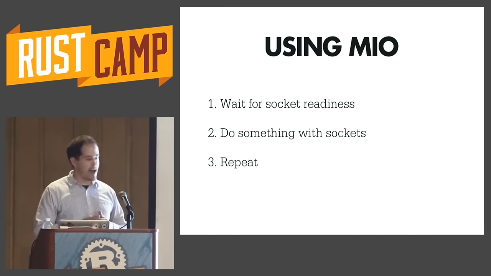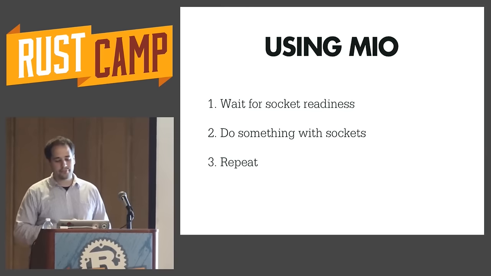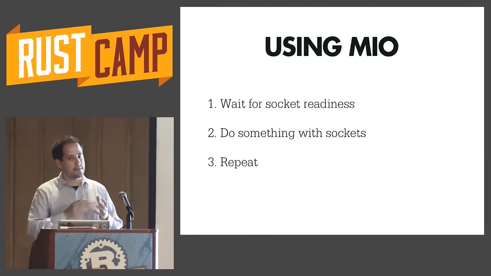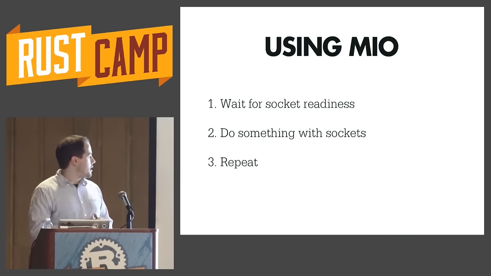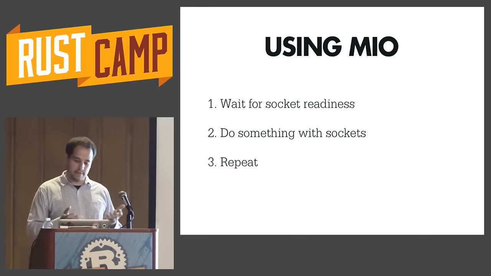Now let's get into how one uses MIO, and it's going to be based on epoll, so if you have any experience at all, some of this will seem very familiar. There are three basic steps. The first thing you have to do is just wait for sockets to be ready. Step two, do something with the sockets. And then step three, repeat. That is most of everything.